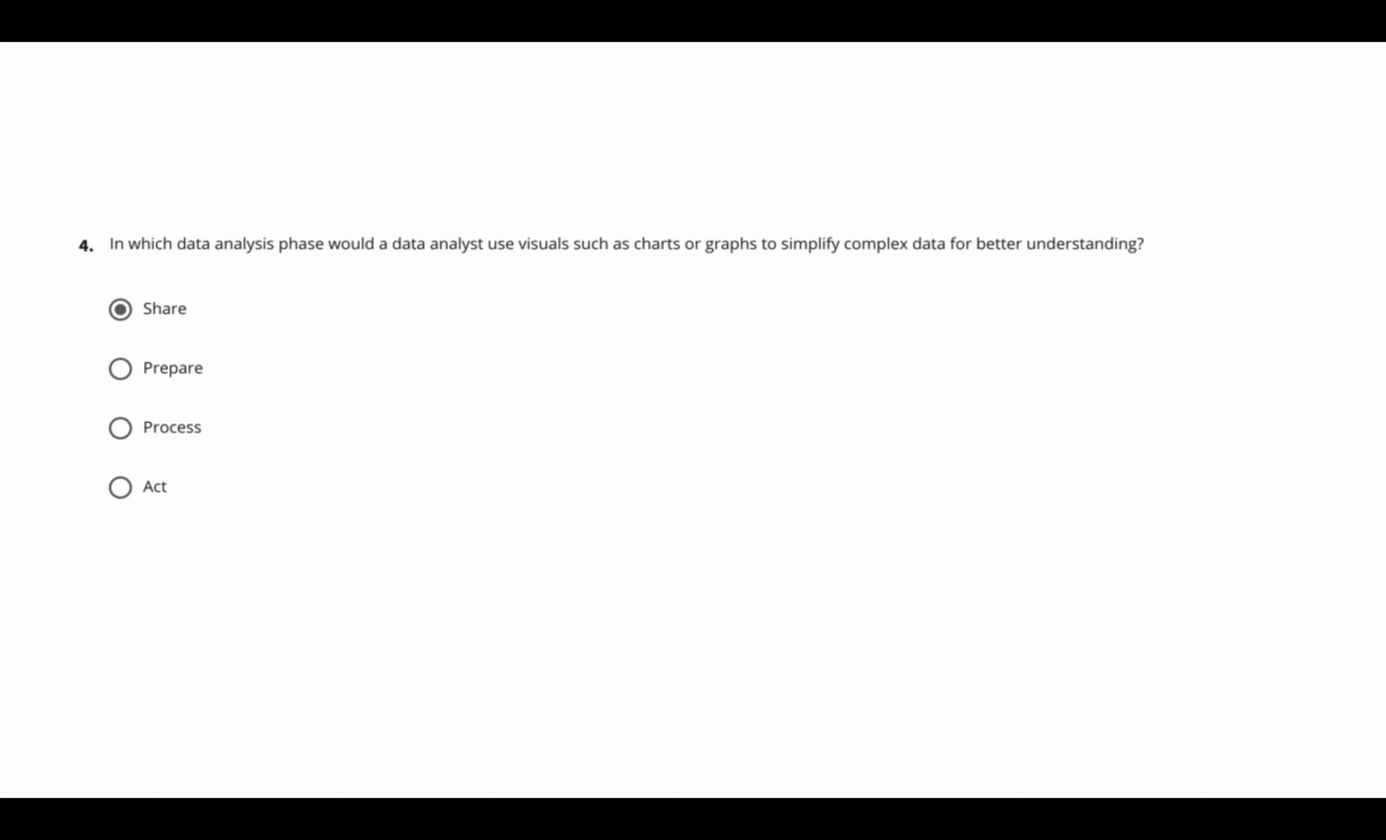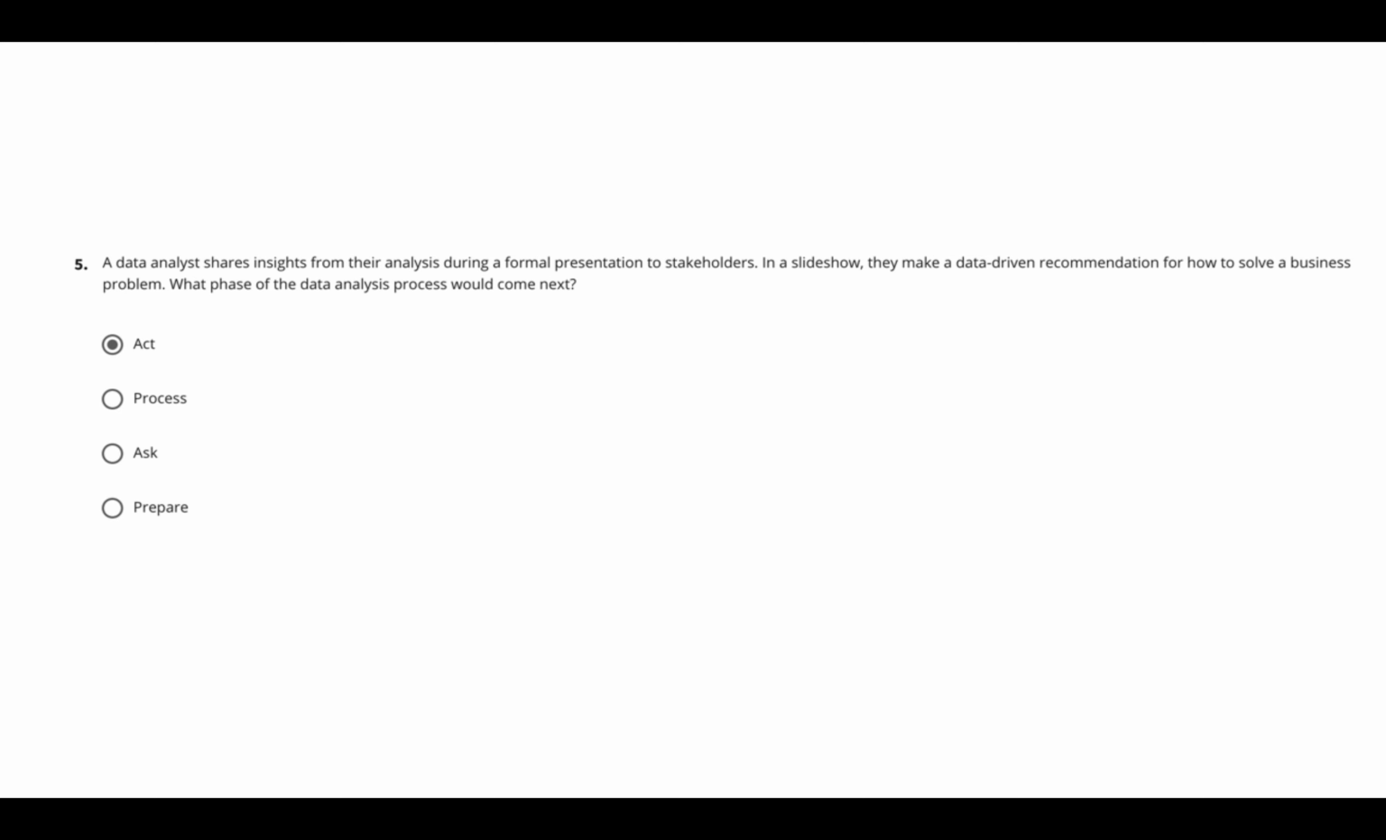Number four, in which data analysis phase would a data analyst use visuals such as charts or graphs to simplify complex data for better understanding? Share. Number five, a data analyst shares insights from their analysis during a formal presentation to stakeholders. In a slideshow, they make a data-driven recommendation for how to solve a business problem. Which phase of the data analysis process would come next? Yeah, after sharing the result from data analysis, the last phase is act, to put it into the real business world.